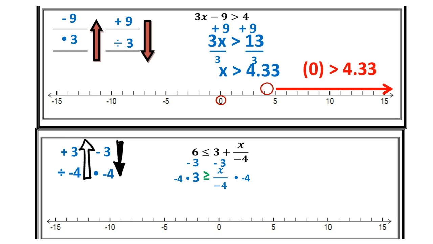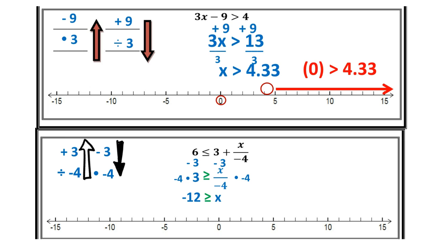When I do it to the right side, it cancels out the negative 4 that we're dividing by. The left side, when I multiply negative 4 times 3, I get negative 12. Now notice, when I multiply or divide by a negative, I need to switch my inequality. It went from less than or equal to greater than or equal to. So my answer is negative 12 is greater than or equal to x. Whenever you multiply or divide by a negative value, you have to flip around that inequality symbol.